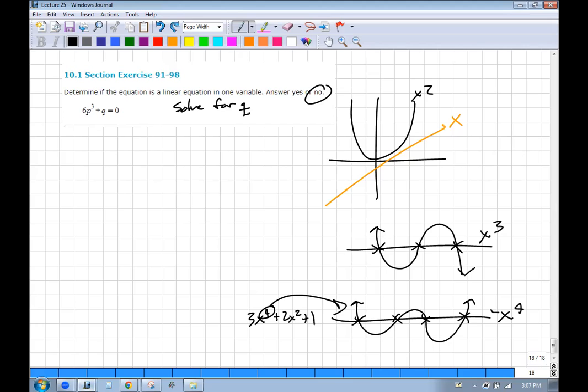Wait, no, wait, this is a p and that one's a q. So this one is 2 variables. Sorry, my dyslexia was kicking in. So this is way not true. It's two variables, and it's not linear in either variable. All right.